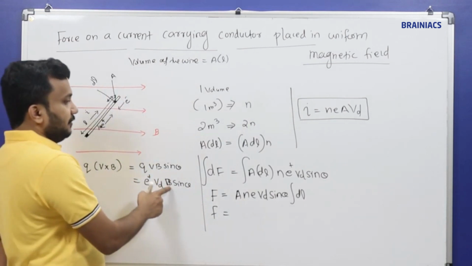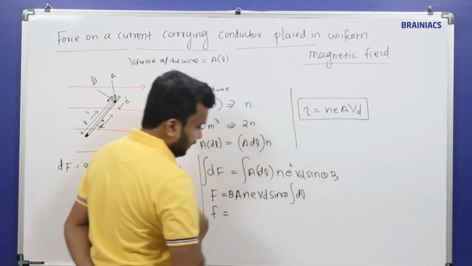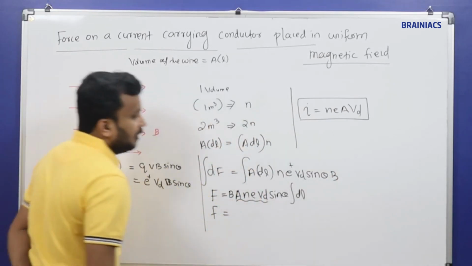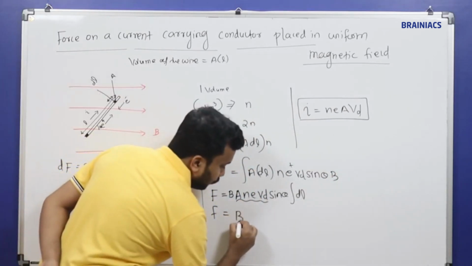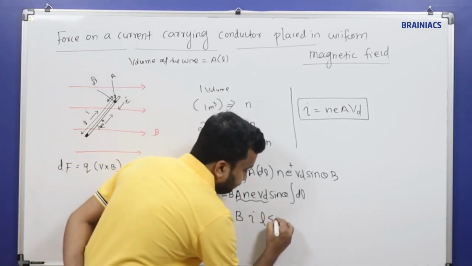And what is extra is that we have the magnetic field here. So n e A v_d, all this factor gives rise to current. So B I L into sin theta.